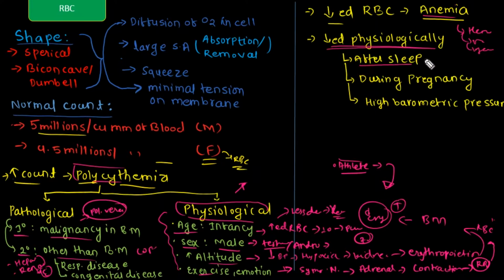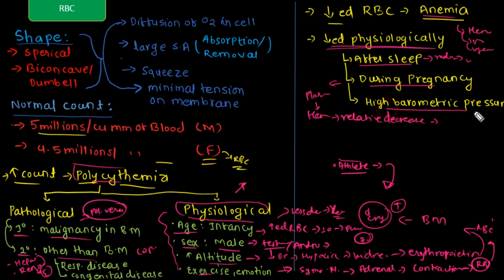After sleep, usually different systems of our body are reduced, like shut down, and that is why there is also less production of RBC. Similarly, during pregnancy, due to the increase in plasma volume or ECF volume, hemodilution occurs, and that is a relative decrease in RBC count. That will lead to a kind of anemia, but that is temporary again.